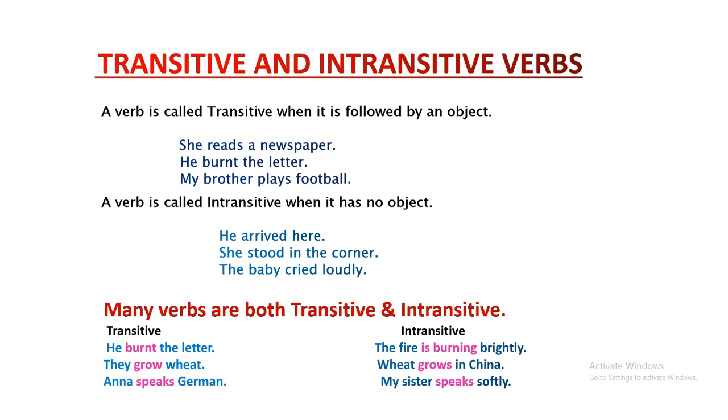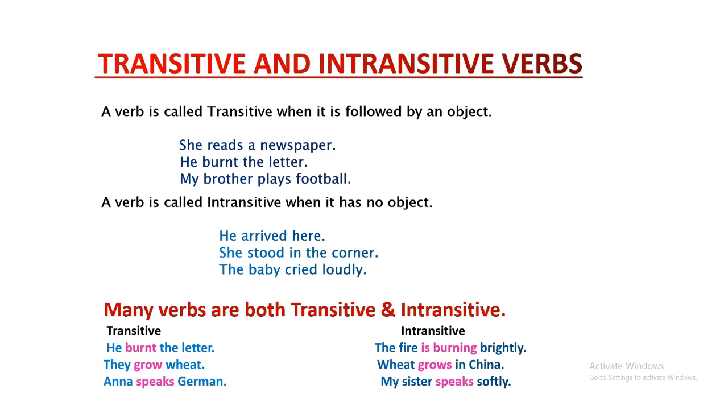He burned the letter. What did he burn? The letter. The letter receives the action burnt. Burnt is followed by an object, the letter, so the verb burnt is a transitive verb. My brother plays football. What does my brother play? Football. So the verb plays is followed by the object football, so plays is a transitive verb. Now it's clear what transitive verbs are.